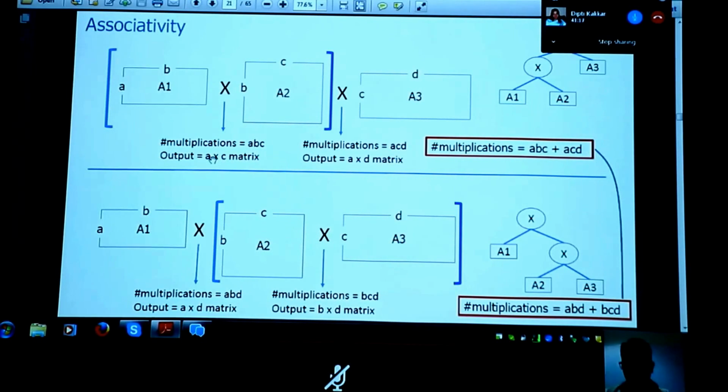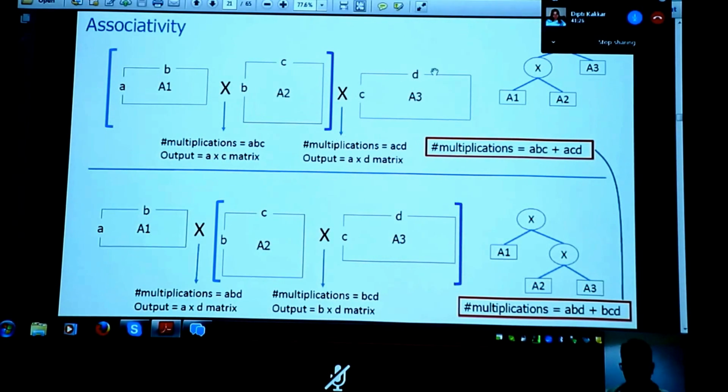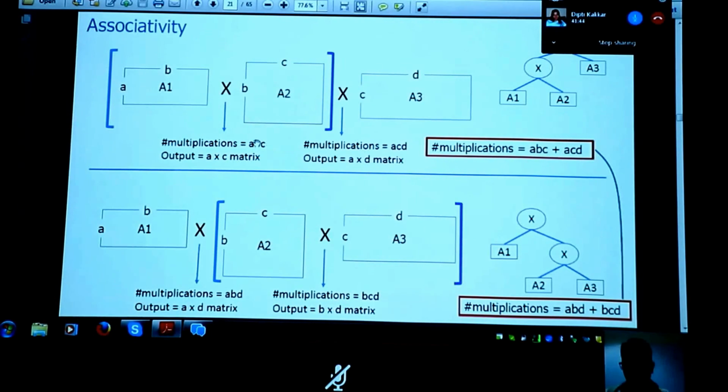Now, how about this outer multiplication? In that case, you'll be multiplying an A×C matrix with a C×D matrix. So the number of multiplications would be ACD, right? A×C times C×D, so ACD, and you will get an A×D matrix as the output. So the total number of multiplications then is ABC plus ACD.